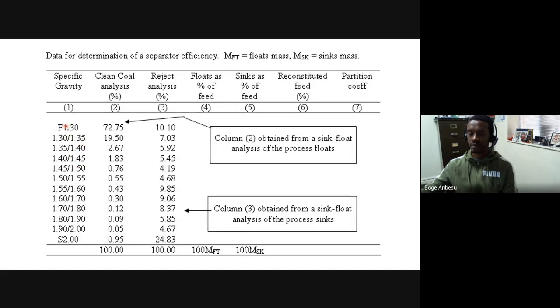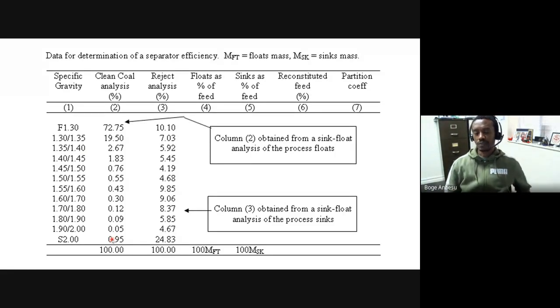So when I say specific gravity range, if I use media with various densities, the first media has specific gravity of 1.3, the next one has 1.35, the next media has 1.4, 1.45, and so on. So what we're doing is we take the material, put it in a media of 1.30, whatever floats is recorded here. Whatever sinks goes to the next media. Again, in the next media, whatever floats is captured here, whatever sinks goes to the next media, and that's how we construct this using that diagram I showed you earlier.